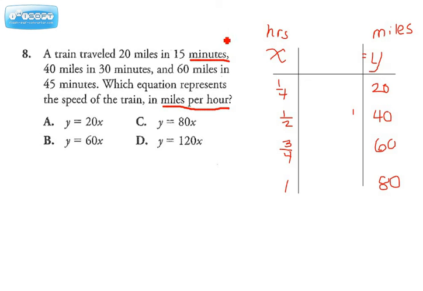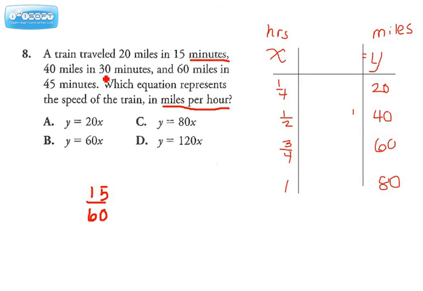Let's rethink this 15 as 1/4, because remember, 15 minutes is 15 out of 60, and if I simplify that, I'm going to get 1/4. So this is in hours. It's this converted to hours. And we're going 20 miles.